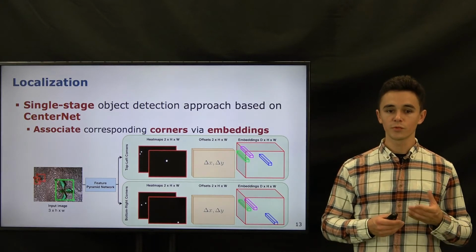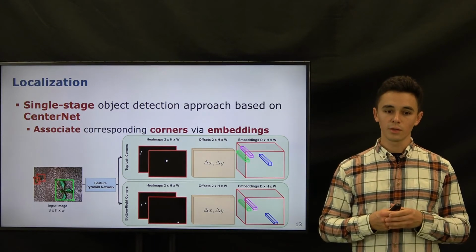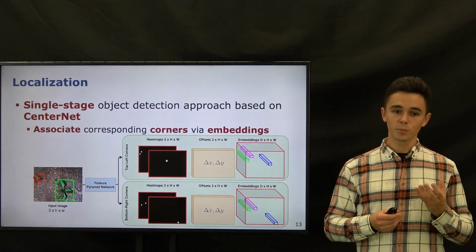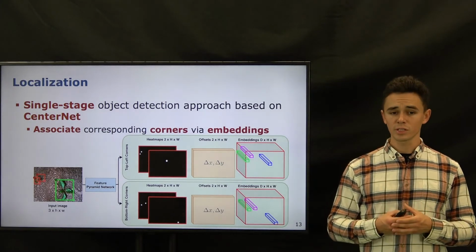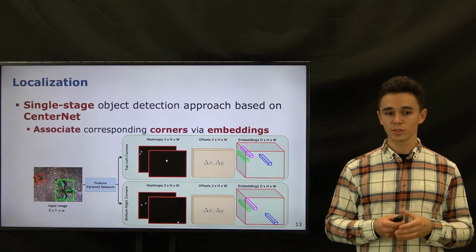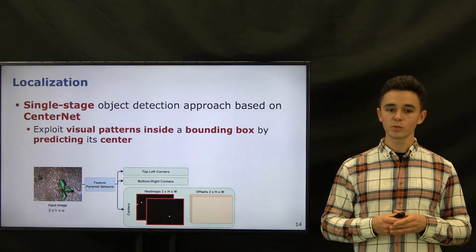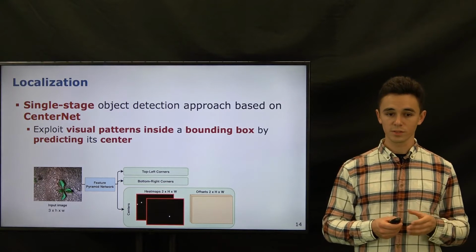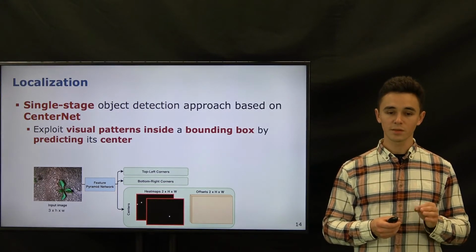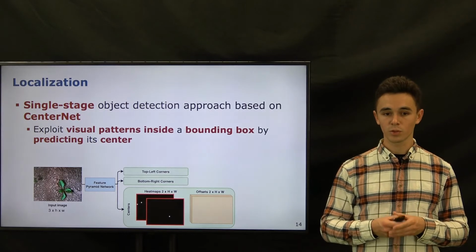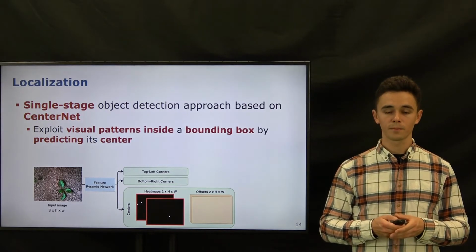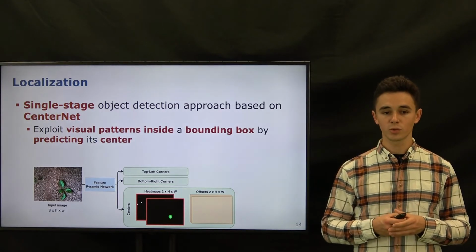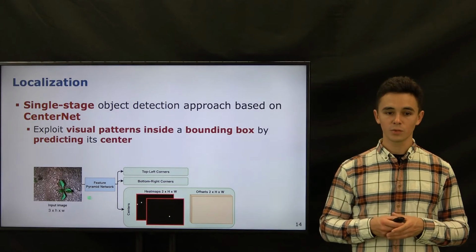However, qualitative results show a high rate of false positive predictions, since the strong visual patterns inside a bounding box are not exploited by just predicting corners. For this reason, we additionally predict a heat map of centers. This heat map contains the center points of each bounding box. As shown before, we select center points with high confidence scores and project them back to the input image.